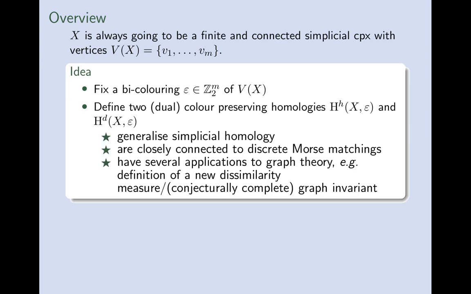So first of all, we'll see how these homologies actually generalize the usual simplicial homology we are all used to. Also, we'll show how and why they are connected to discrete Morse matchings on X. And then we'll show some applications of these homologies to graph theory. In particular, we'll use them to define a new notion of graph dissimilarity, and also to construct a related graph invariant, which is conjecturally complete.